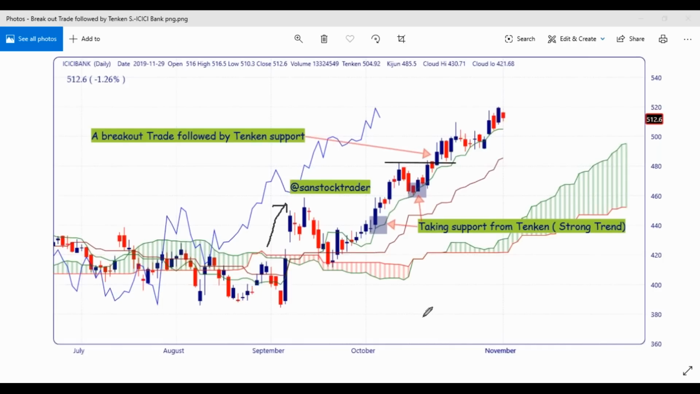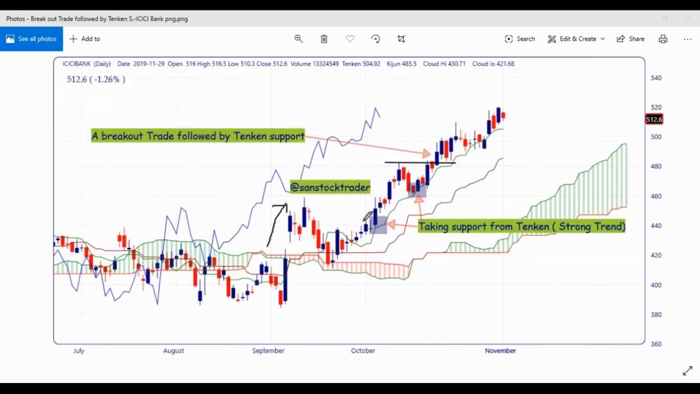Please understand, for any trading strategy, we require three things: trend, trigger, and trade management. 3T. Always remember: trend, trigger, and trade management. So first is to identify the trend. Here price is above the cloud, so our trend is clear, trend is bullish. Now we are waiting for the trigger.